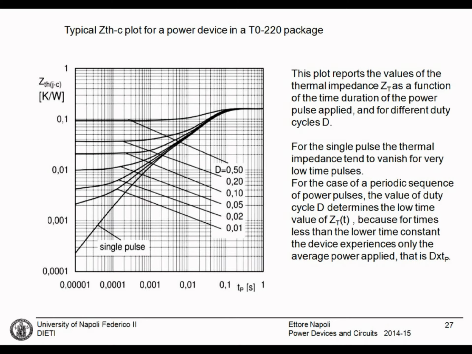you will find graphs that are similar or very similar to these, where, as a function of the duration of the pulse and as a function of the duty cycle, if it is a repetitive pulse applied to the system, you can have an estimate of the thermal impedance from the junction to the case. As we can see, typical values are smaller or significantly smaller than the actual thermal resistance that we measure in steady state.